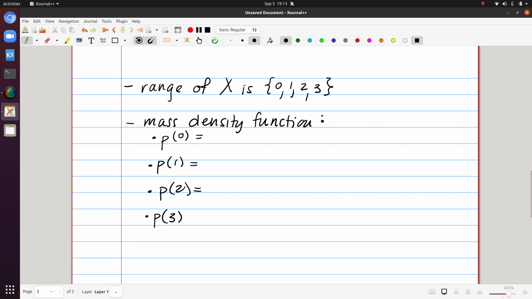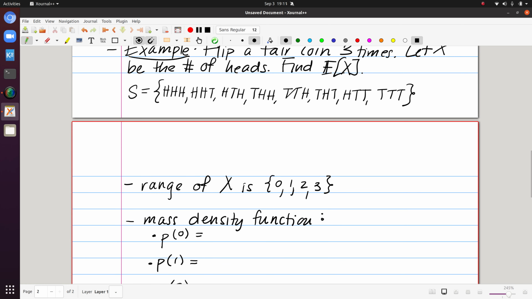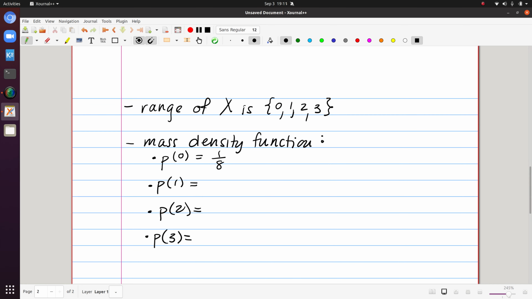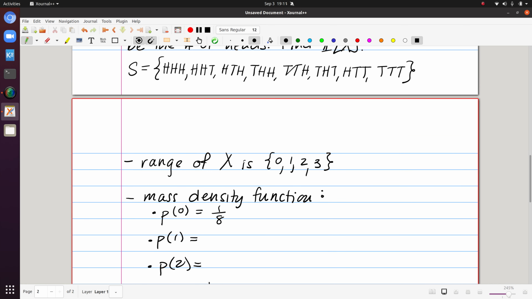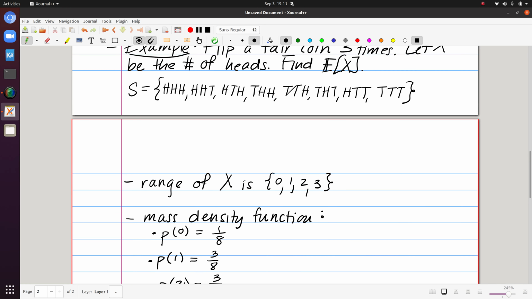So P of 0 would be looking at the outcome where we get all 3 tails, and that's 1 out of our 8 outcomes. And the other extreme, P of 3, would be if all 3 landed heads. Now, for the middle values here, 1 and 2, these are more likely to occur because there are several different scenarios in which, for instance, I can see 1 head. It could be that that 1 head occurs on the first roll, it could be on the second, or it could be on the third, and consequently, we have 3 out of 8 for that probability. And by a symmetric argument, we have the same thing for seeing 2 heads.